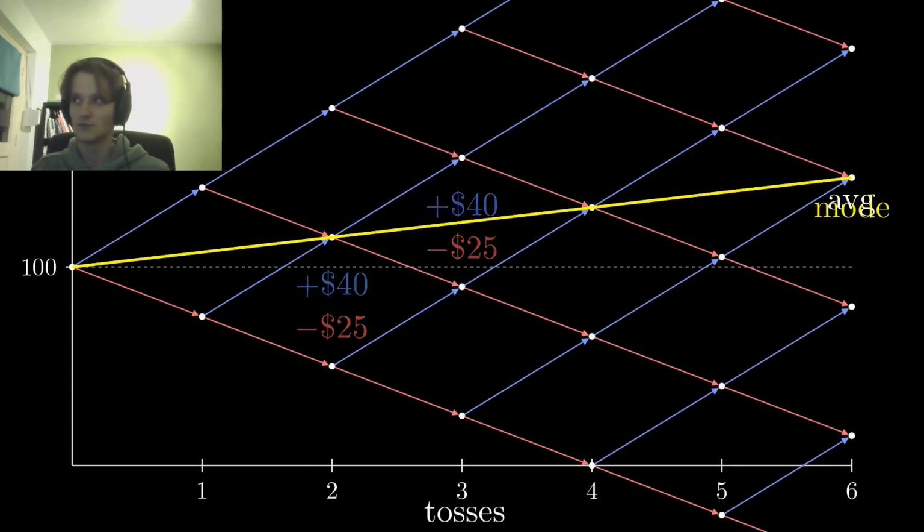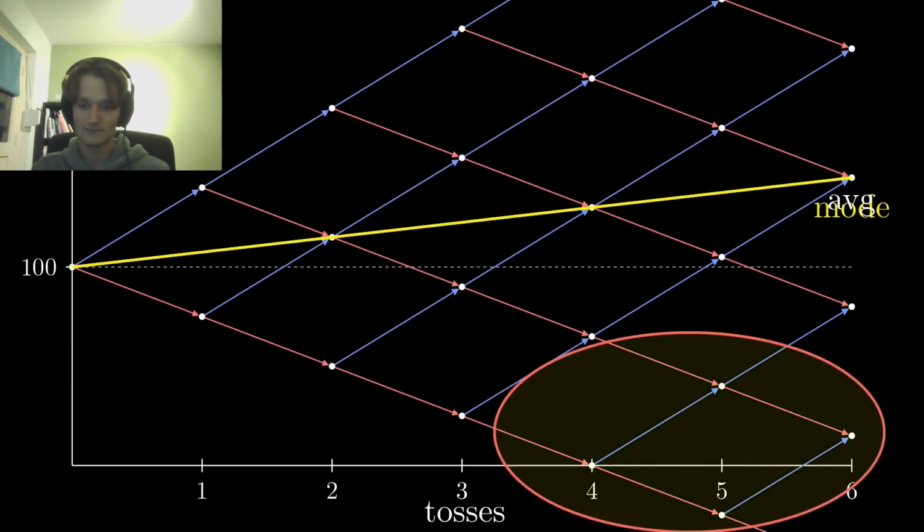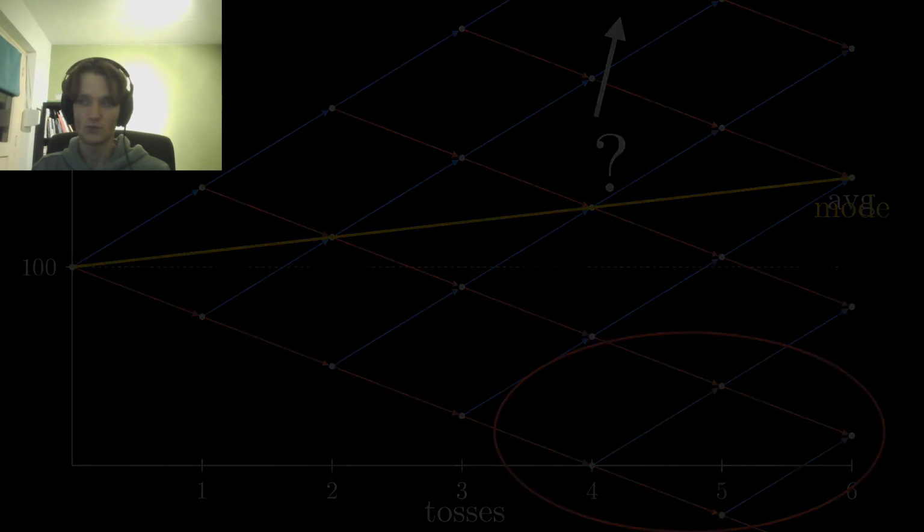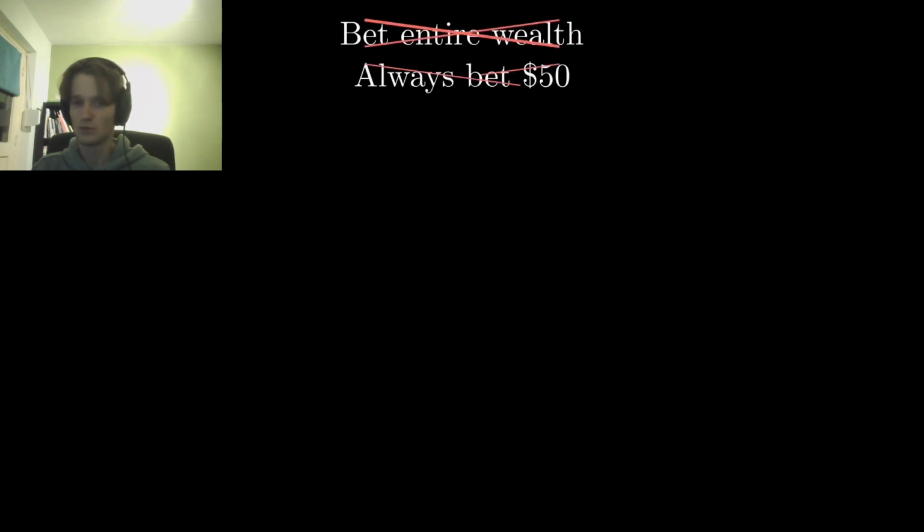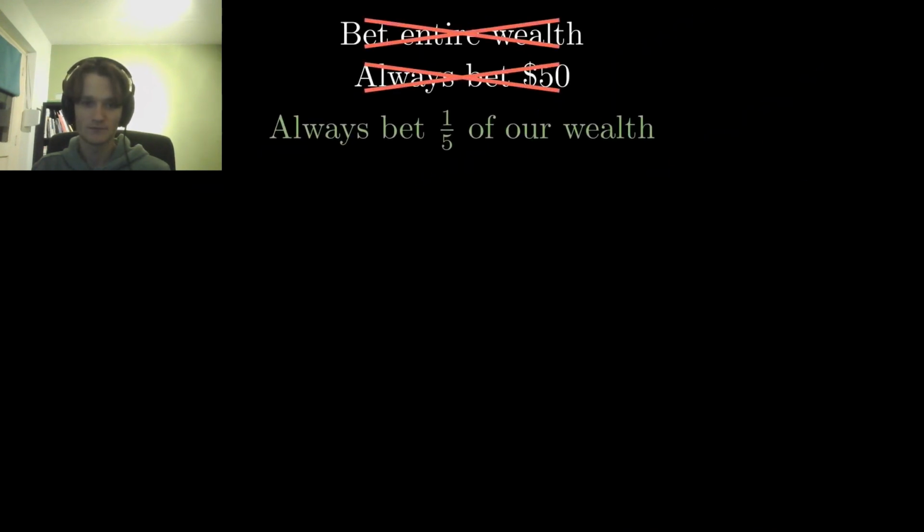That's great. But this strategy isn't perfect. How much should you bet if you have less than $50? What if you reach $1,000? Should you raise your bet size? Pause the video and see if you can think of a better strategy. You might be wondering, what if we always bet a fraction of our wealth? Say, 1/5, or maybe 1/10.